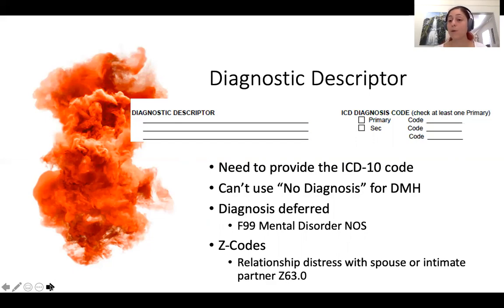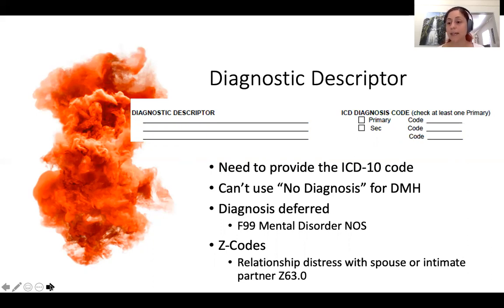If you only have one, you only check off primary. Okay? And then you would write the code, and you need to write the ICD-10 code. Okay? In the DSM, this is the number that's written in parentheses and starts with the letter F, like Frank. Okay? If you're diagnosing using a Z code, which is okay, that would be written here as well in the diagnostic descriptor. But note that writing no diagnosis cannot be used for the Department of Mental Health.